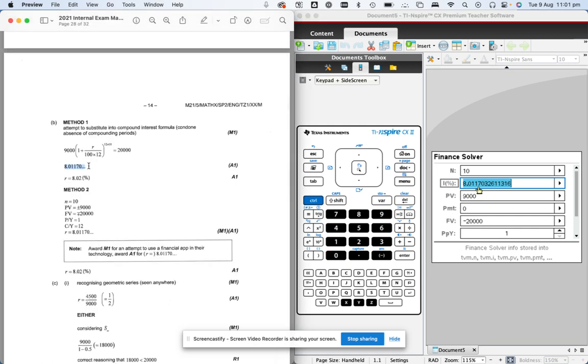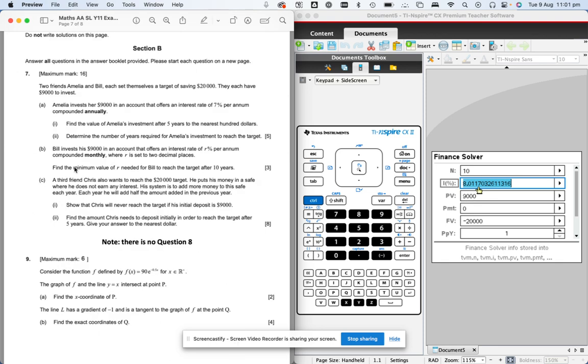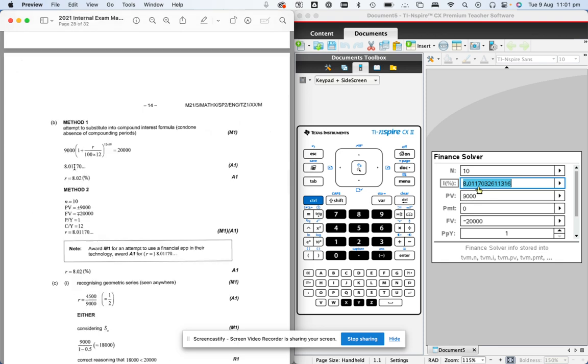You can see the answer is right here, 8.01170. Oh, I can see why. So if I went to 8.01, that would not quite get me to $20,000 by the 10th year. So I need to round up to 8.02 in order to get to the $20,000. So you've got to be careful. You don't just use your standard rounding rules. Think about the context of the question. Okay, so hopefully that makes sense to you.